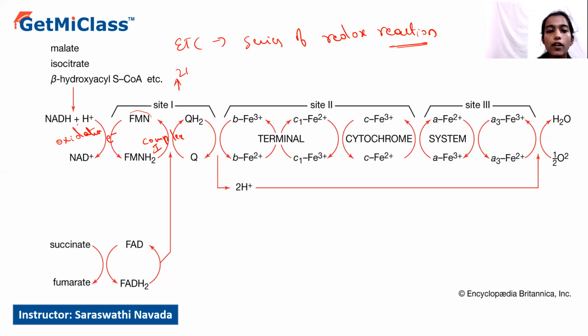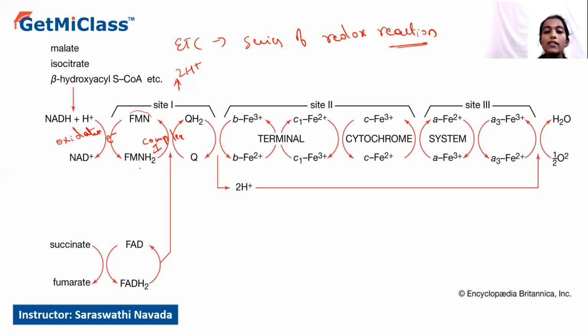intermembrane space. So these reactions occur in the inner mitochondrial membrane, and in between the outer and inner membrane, the intermembrane space will be present. So hydrogen ions that are released here upon oxidation of NADH will be pumped to the intermembrane space. And the electron will be accepted by the FMN and it gets reduced into FMNH2.